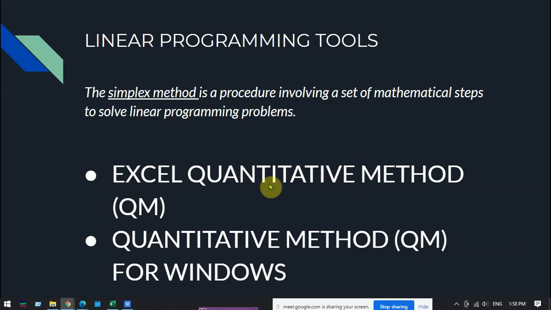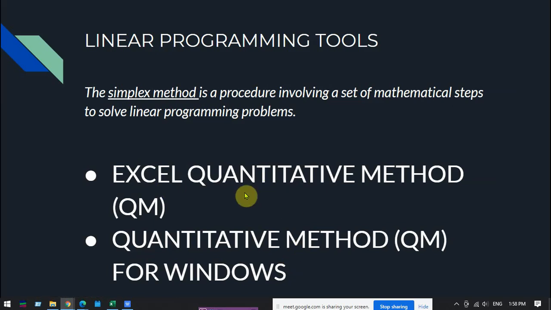So again, what we need is Excel, and then we need to install the quantitative functions or features in Excel. Later on, we're also going to discuss the quantitative method for Windows. This is one application or software available in the market, and it is the one most commonly known when it comes to quantitative methods. We're going to discuss this separately. For now, let's focus on Excel.